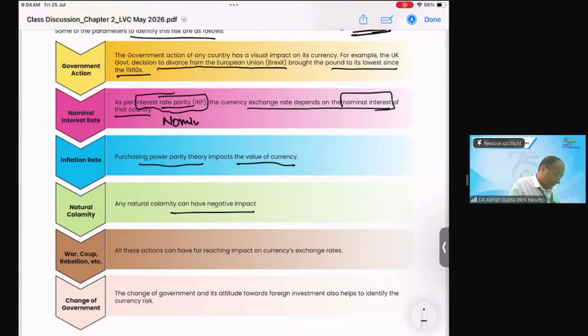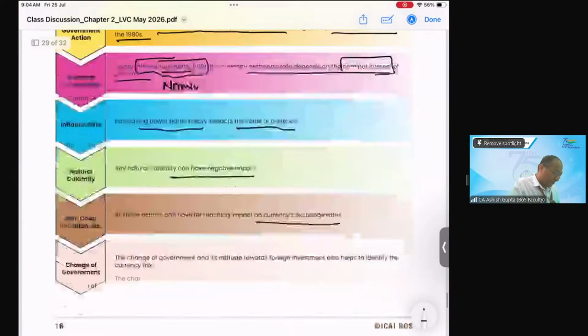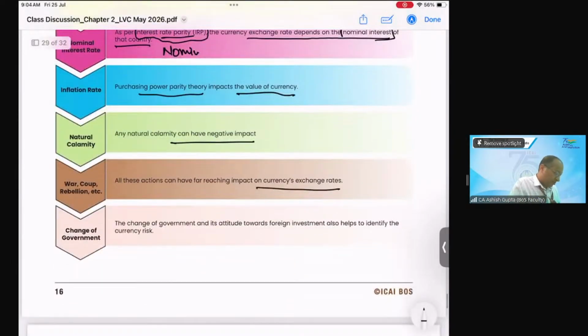War, coup, and rebellion, etc. Instability brings the currency's value down. Investors start pulling out their money, and there is a change in the government.